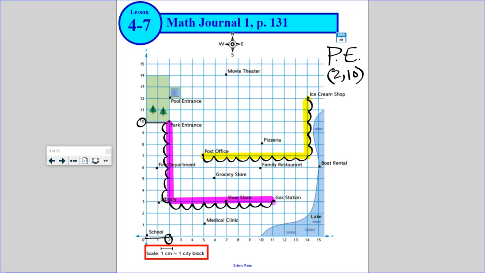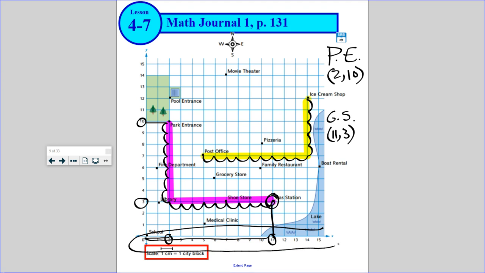And why don't we look at where the gas station was? We see that we go over, that is 11, and we go up to 3. So the gas station would be 11, 3. So this is where I like to think of that elevator. Which elevator are you choosing? And then which floor do you choose? So you always go X and then the Y.